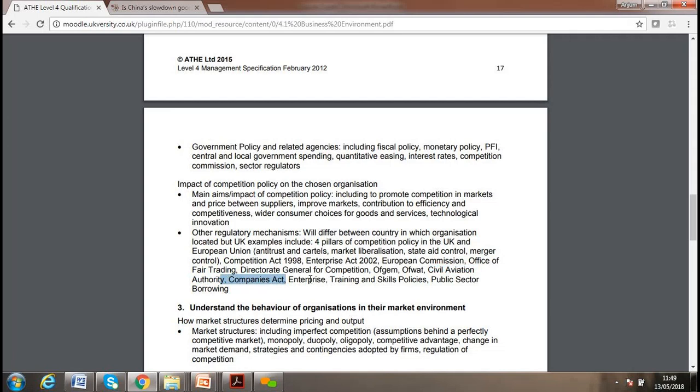The Companies Act regulates companies. There are also enterprise, training and skills policies, the Training and Skills Department, and the Education and Skills Department. We need to look at all this legislation, which is the regulation depending on which industry we are in. We always need to find out who our regulators are and what policies we have to follow. From the economic factor point of view, we need to look at the government, the monetary policy and fiscal policy of the country before entering or deciding to enter any other part of the world.